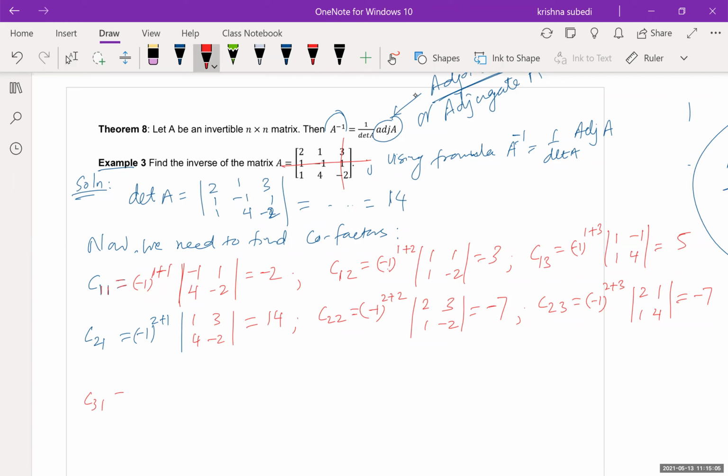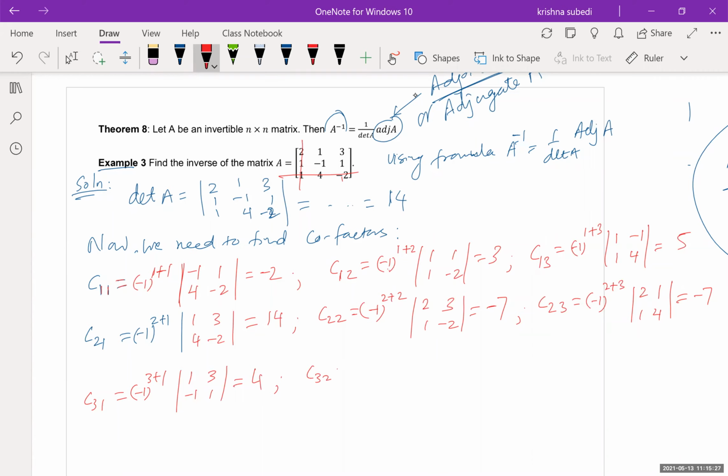Third row, first column. So it will be negative 1, 3 plus 1. And so that's going to give me third row, first column. So you're left with 1, 3, negative 1, 1. And if you calculate, you're going to get 4.